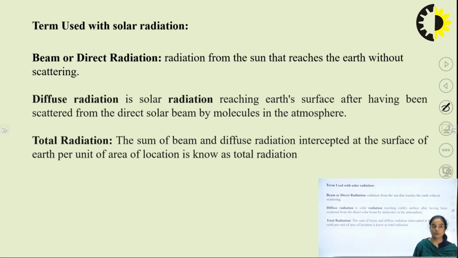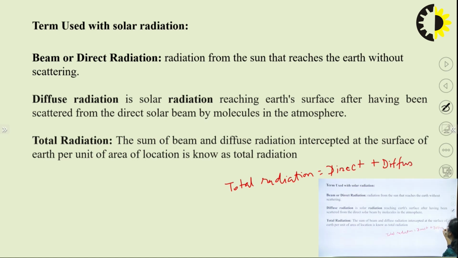Here, some basic terms are associated with solar radiation. Beam or direct radiation is the radiation that is directly reaching the Earth without scattering, without being reflected anywhere. Diffuse radiation is the part of solar radiation that reaches Earth's surface after having been scattered by the atmosphere. Total radiation is the beam plus diffuse radiation, that is, the summation of direct plus diffuse.